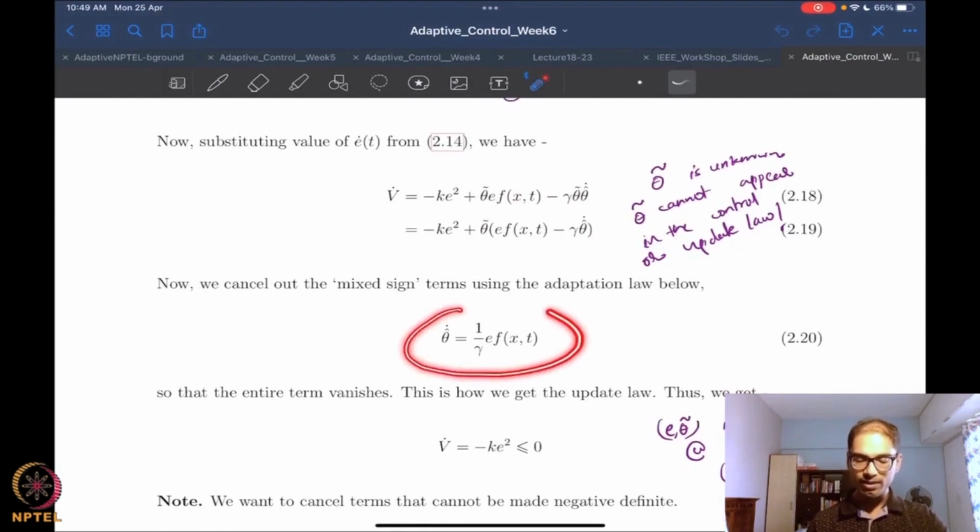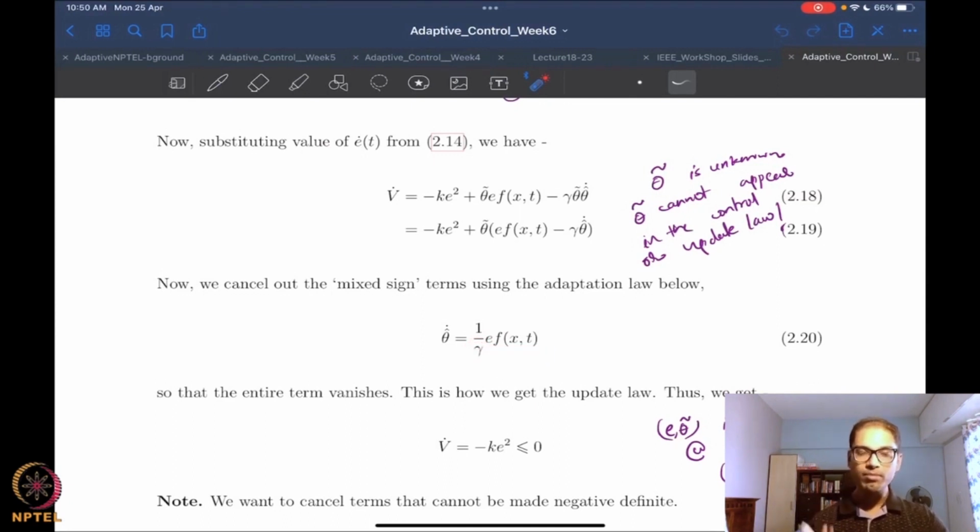So this is what we choose. You choose theta hat dot from here so that this goes away, and this is essentially your adaptation law. And you see that this gamma appears here, which is what we call the adaptation gain, because changing gamma will change how fast the adaptation happens. So if I make gamma really small, then the adaptation is really fast, and so on.